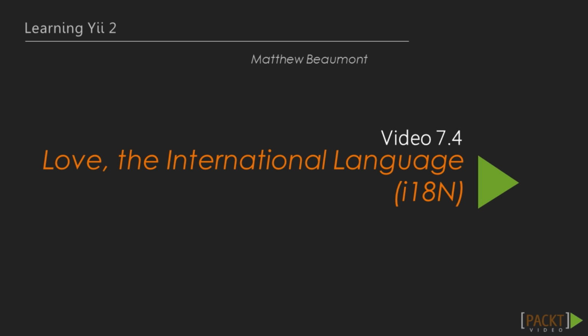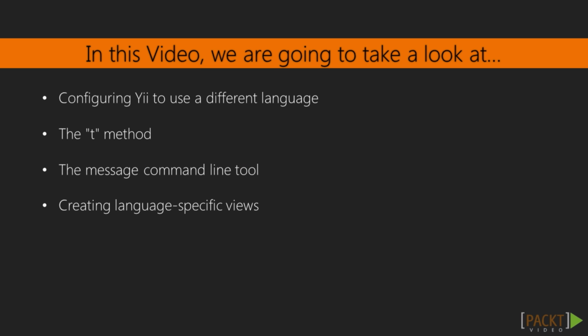This is the fourth and final video of the seventh section, Love, the International Language. In the last video, we learned how to use migrations to organize database changes. Now, we're going to learn how to translate our application into different languages. We'll configure our app to look for alternate translations when they exist. Then, we'll use the application's T method to tell Yii which blocks of text to translate. Next, we'll use the message command line tool to generate our translation files. Finally, we'll create a language-specific view, because sometimes it's just easier to simply translate an entire page rather than individual blocks of text.